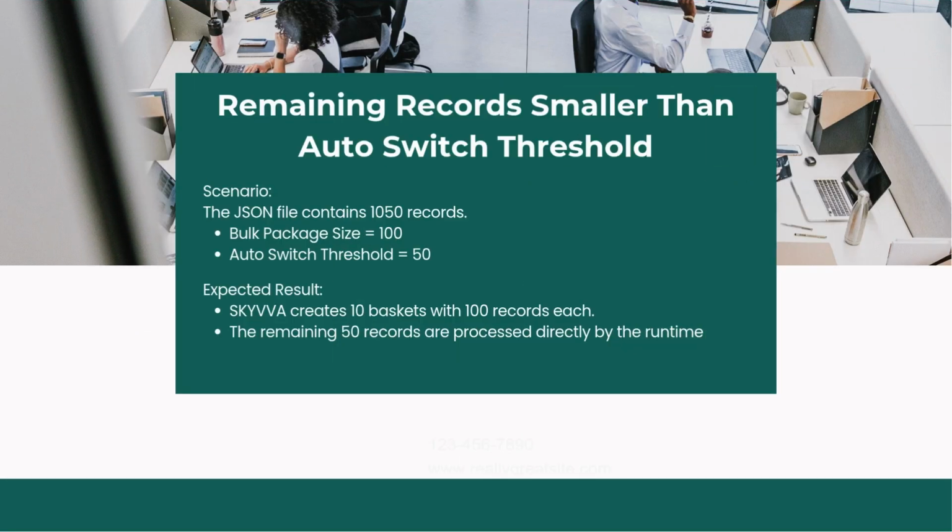Remaining records smaller than auto-switch threshold. Scenario: the JSON file contains 1050 records. Bulk package size equals 100, auto-switch threshold equals 50. Expected result: SKYVVA creates 10 baskets with 100 records each. The remaining 50 records are processed directly by the runtime.